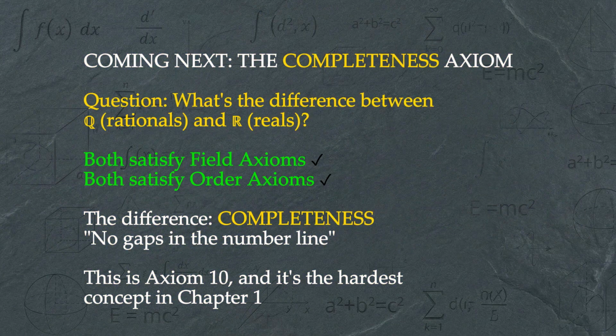But we're still missing something crucial. What's the difference between the rational numbers and the real numbers? Both satisfy the field axioms. Both satisfy the order axioms. The difference is completeness. The reals have no gaps. Every hole in the rationals has been filled. This is axiom 10, the completeness axiom, and it's the most difficult and most beautiful concept in chapter 1. We'll tackle it in the next video.